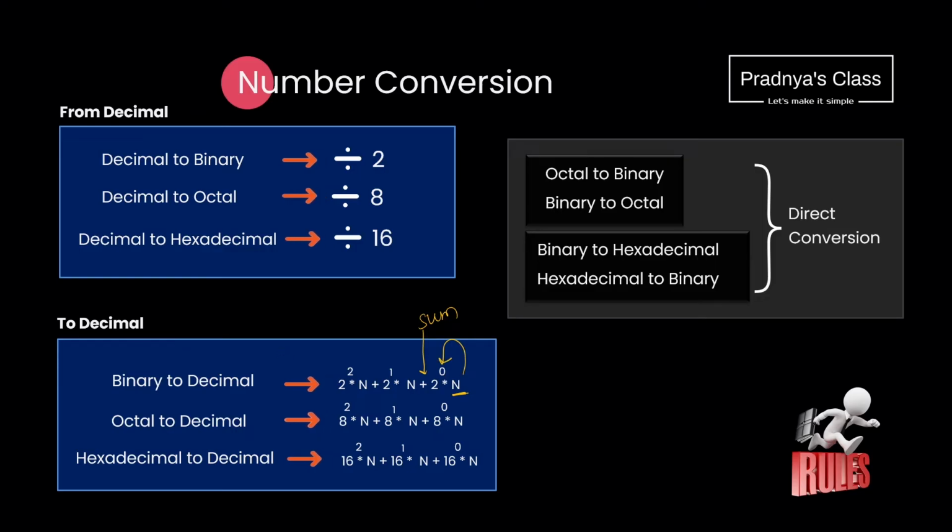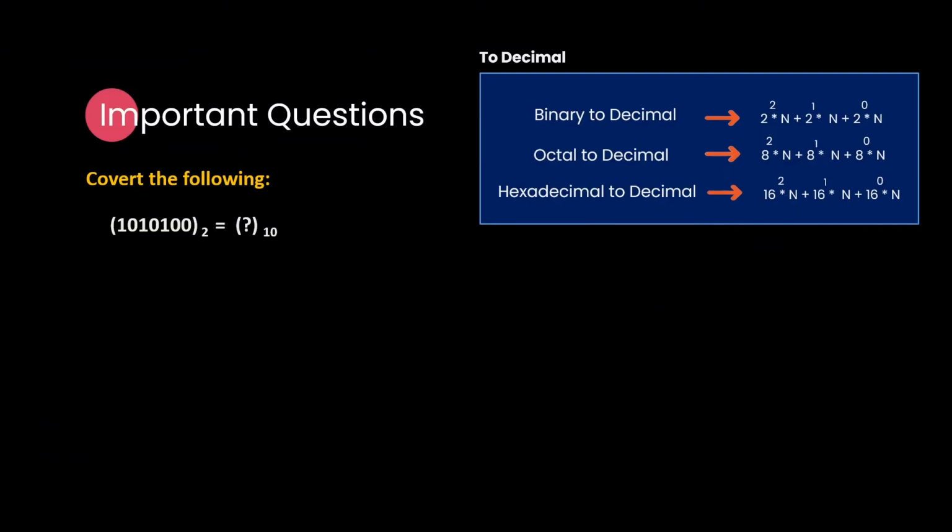If it is a binary number, we take powers of 2. If it is an octal number, we take powers of 8. And if it is a hexadecimal number system, we take powers of 16. Don't worry if you didn't understand the explanation, we will do it with an example. So let's try to solve the first conversion from set 2.